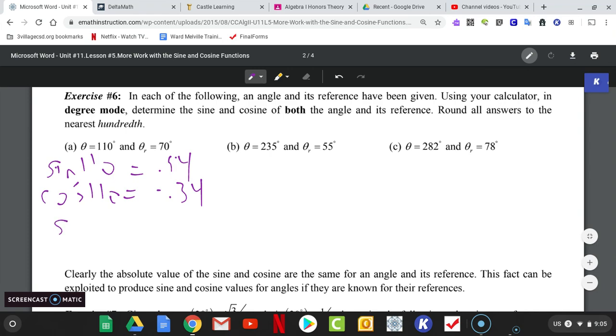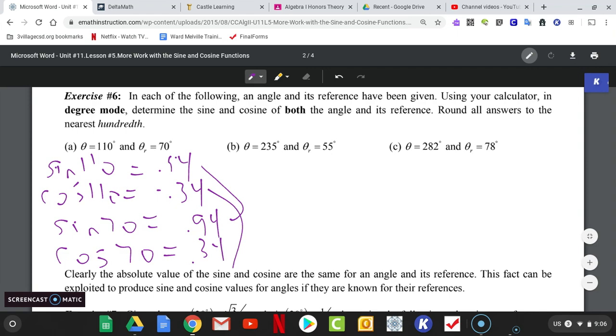Well, if you did sine of 70, what happens? You get 0.94. And if you did cosine of 70, you get 0.34. Matches up. Pretty cool. Let's see if it works over here. Sine of 235 is negative 0.82. The cosine of 235 is negative 0.57. Just getting it right from my calculator.